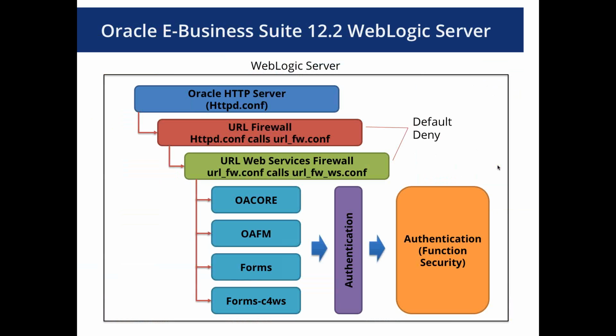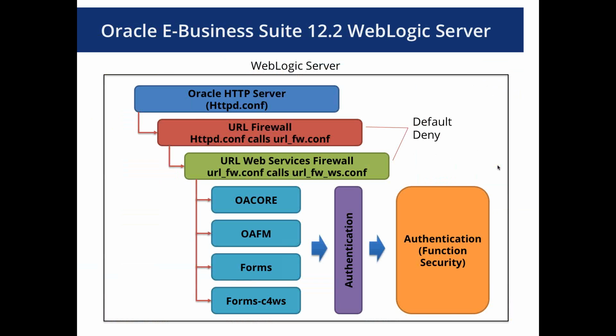If I look at the bottom of that, I'm going to find an include that is calling the URL firewall. If I look at the bottom of the URL firewall config, I find a reference to the URL web services config file. So what happens is that the web server gets a request, be it for an HTTP page, be it for a web services call, and it is a default deny. It's going to look through every single line of the URL firewall conf file, and if it's not found, down at the bottom it's going to then call the URL web services config file.